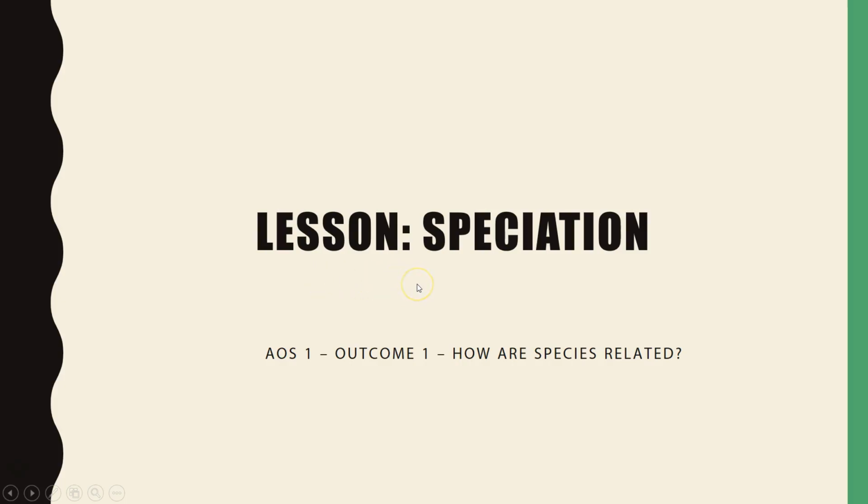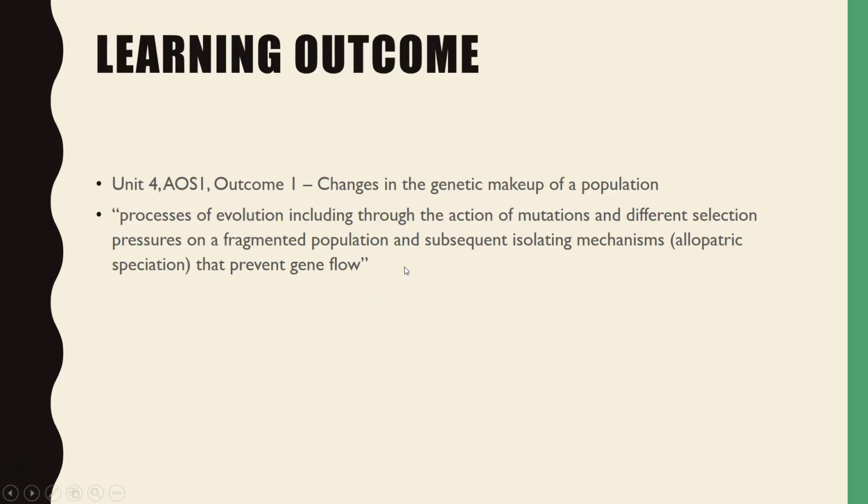The next lesson on speciation. In this lesson, we're going to be looking at how evolution can occur through a species, and we're going to be looking specifically at isolating mechanisms known as allopatric speciation, which results in the production of a new species.